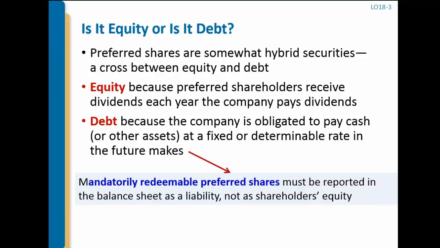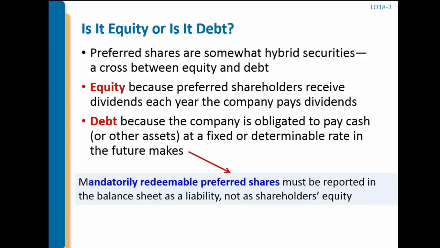So in fact, when we start looking at things such as free cash flow and other issues, we consider these preferred dividends as part of the expenses that we pay before we consider what else is available for our common stockholders. So equity is called equity. Preferred shareholders receive dividends each year.